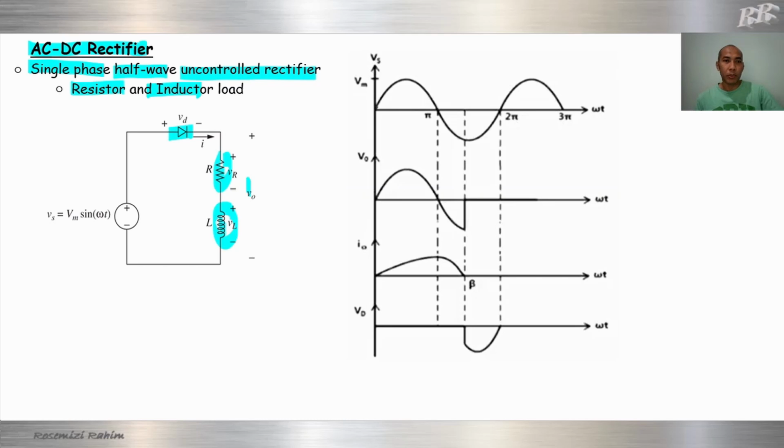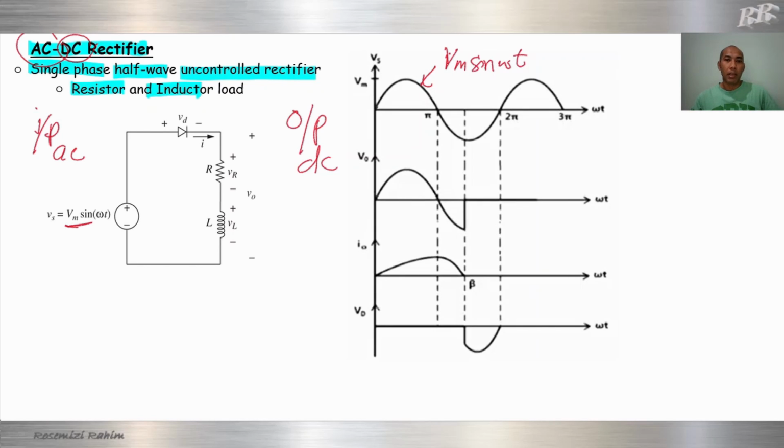First we have to draw the parameters. This is the input part, AC here, and this is the output, DC here. The output is our DC. The input is a sine wave, and the output will be pulsating DC. This output is between the terminals of the resistor and inductor.